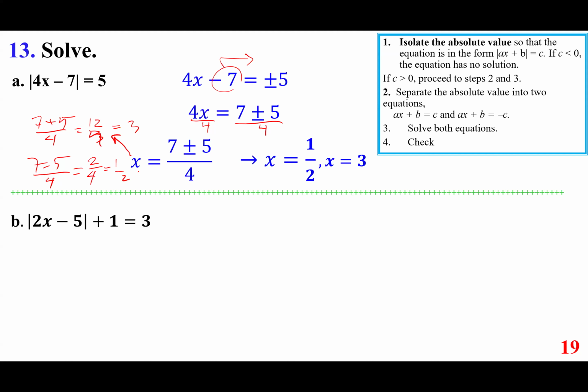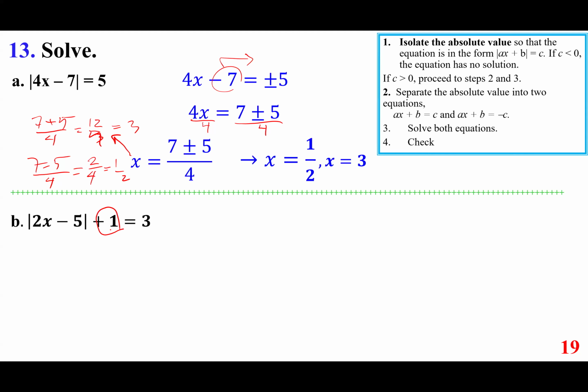All right, we are going to move on, everybody, to the next question. Notice the difference.